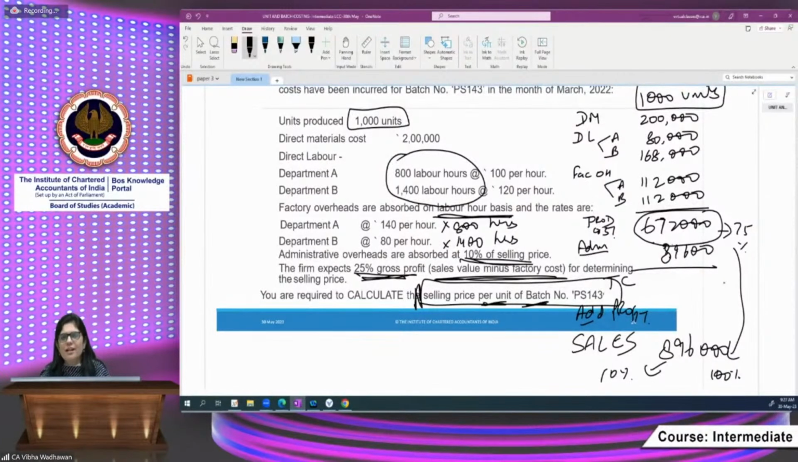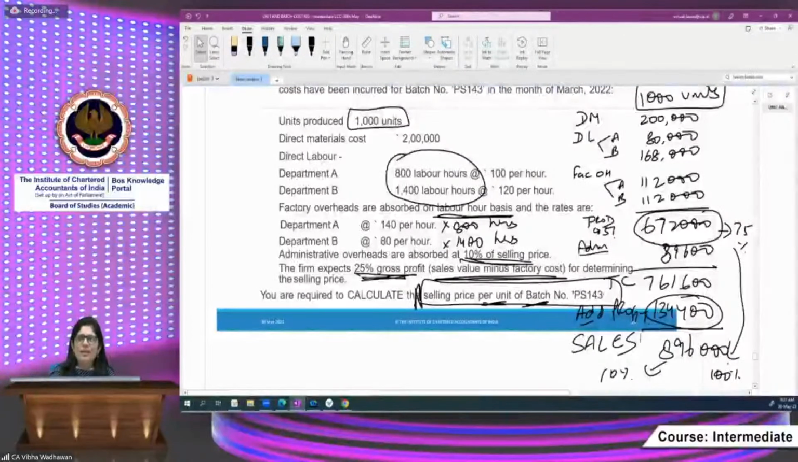Through that, we have calculated the sales first. Now we have the total cost: 6,72,000 plus 89,600, which is 7,61,600. Your total cost minus sales of 8,96,000 gives 134,400, which is your final net profit. Clear? So this is how this question has to be done. You have to calculate the sales first, and sales will be calculated through the gross profit ratio.